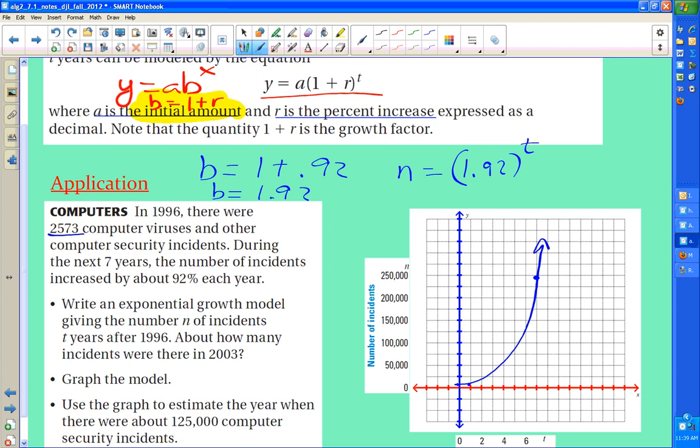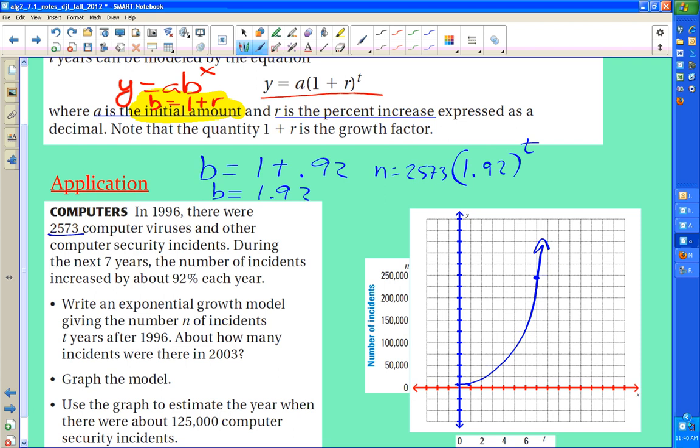So you can see we start off really small, 27... Sorry, we need that starting amount in here. N is equal to, what was it, 2573. So we start off at 0, 2573, and then we go up from there, and we're multiplying our ups by 1.92. Or we're multiplying our ups by 2573. Now I'm all confusing you.